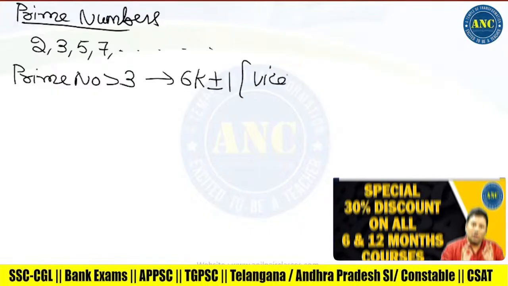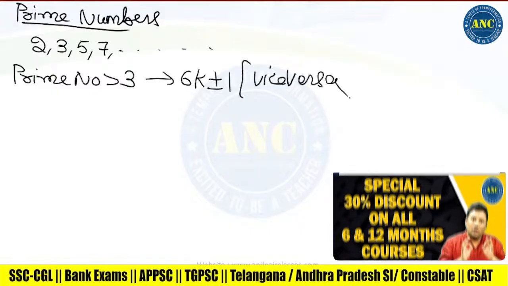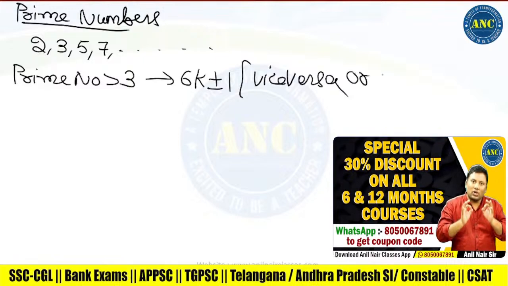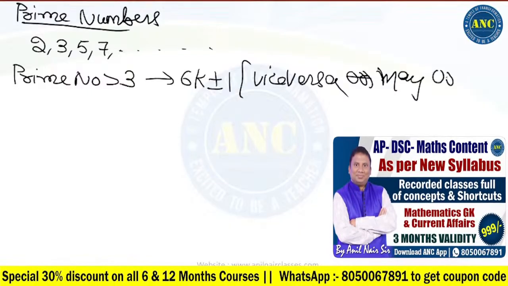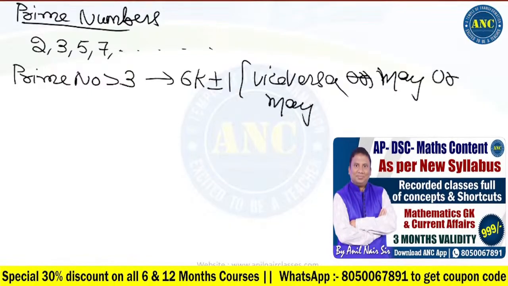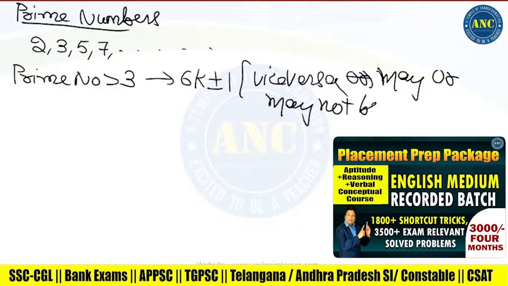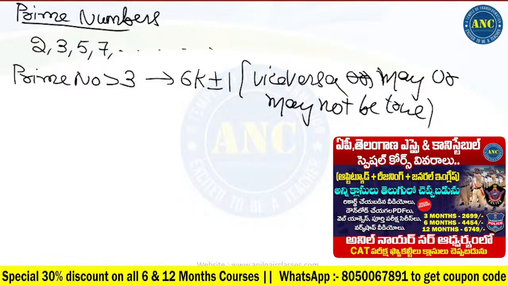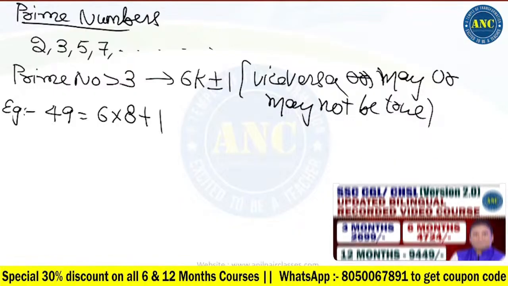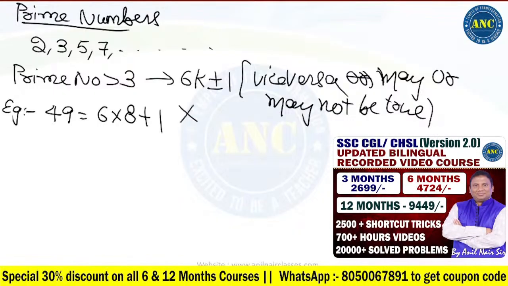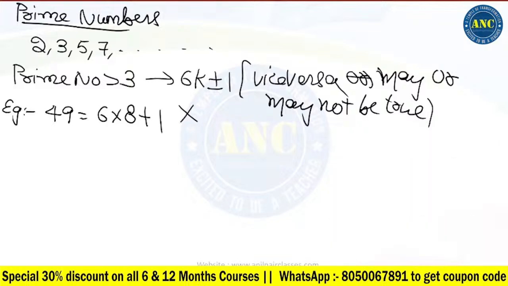Vice versa, all the natural numbers which are of the form 6k plus or minus 1 may or may not be prime. The reverse case may or may not be true. For example, 49. 49 is 6 into 8 plus 1. But 49 is the square of 7, so it is a composite number.